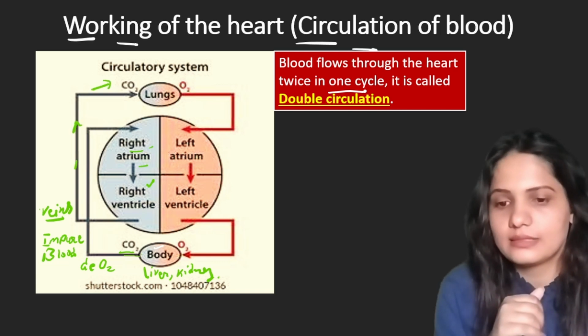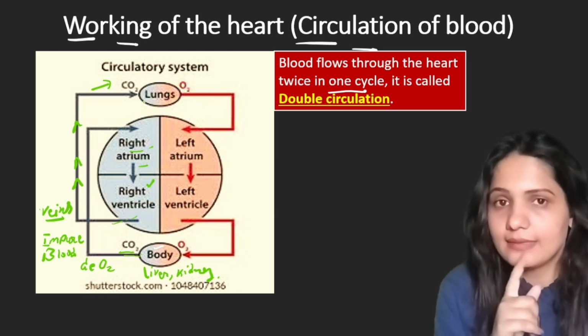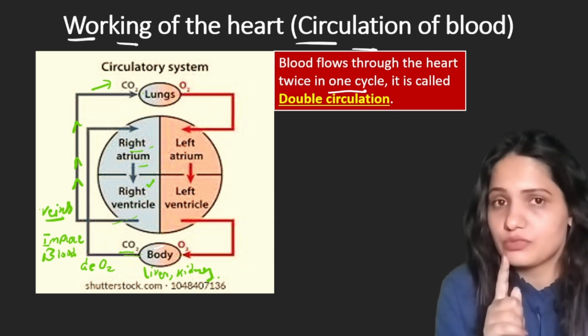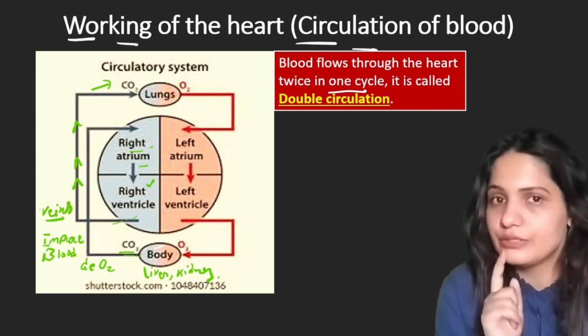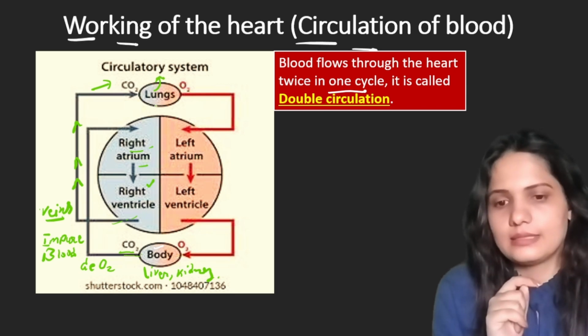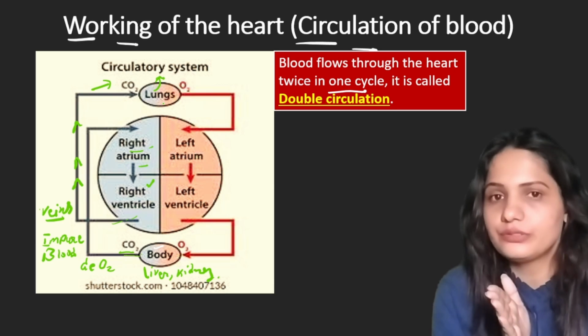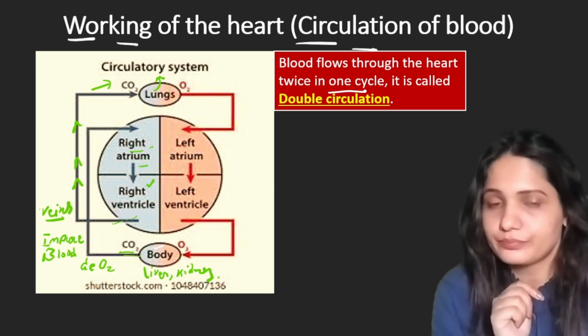You will get an idea of what I'm trying to convey. From this right ventricle, the blood passes to the lungs, and this blood contains a higher level of CO2 as it is impure, deoxygenated blood. This is the lungs. This deoxygenated blood is transported to the lungs from the heart.